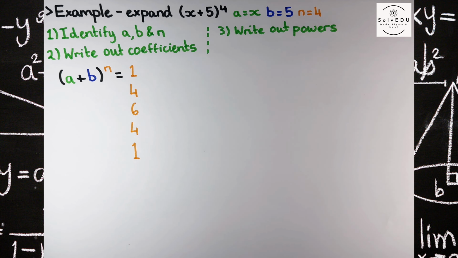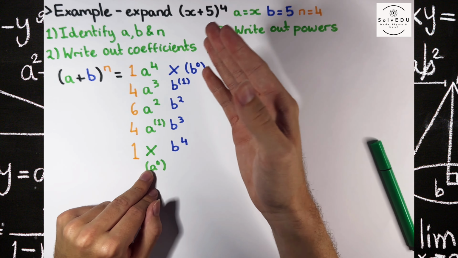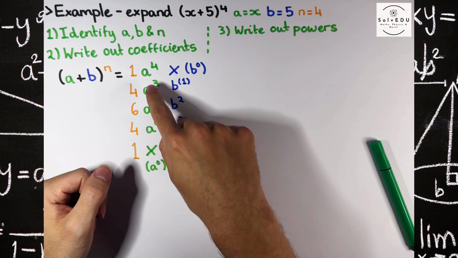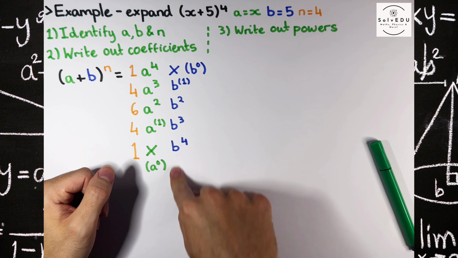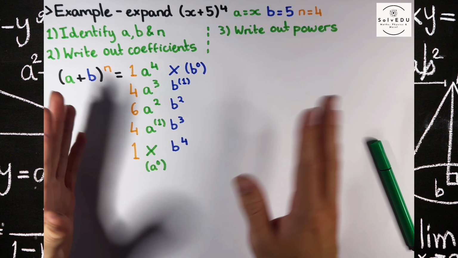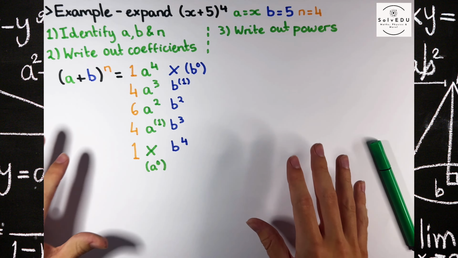And it's as simple as writing them out in this specific order, no matter what value of n you're using. Whether it be n to the 7 and you've got 8 values to write out, you'll start at a to the 7, go to a to the 0, and you'll start at b to the 0 and go to b to the 7. Simple as that. And all you have to do now is just fill in the blanks.